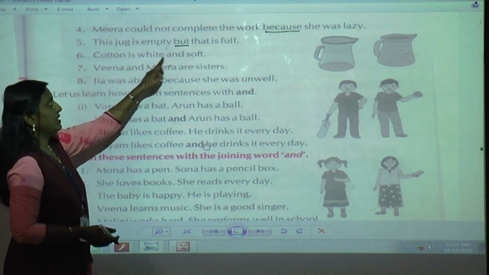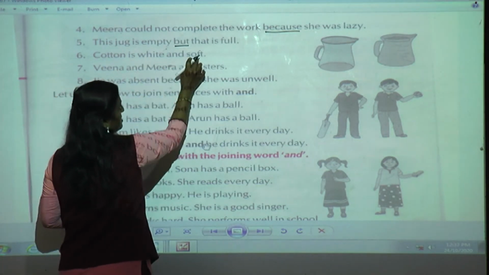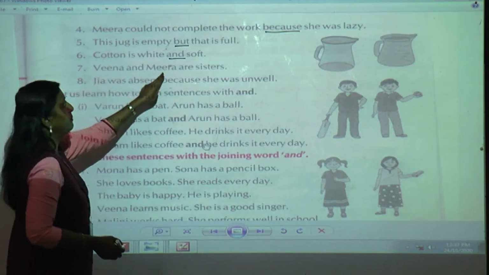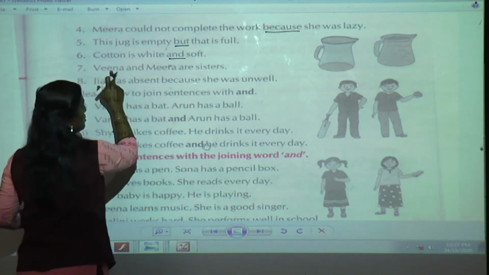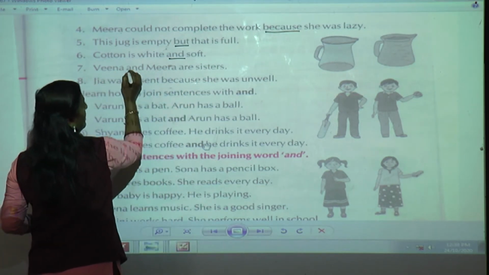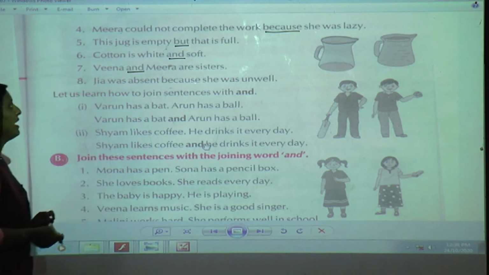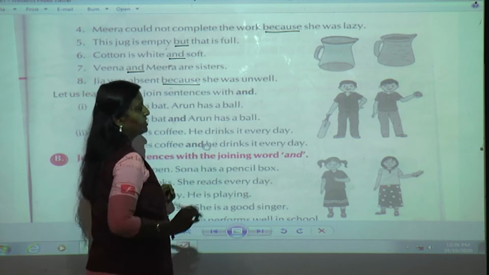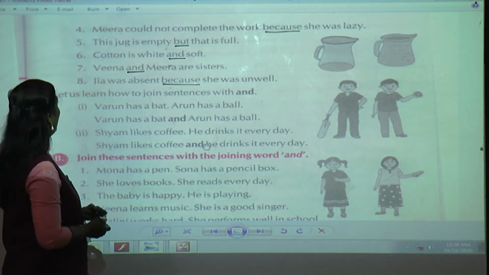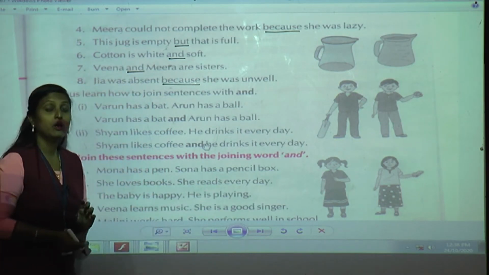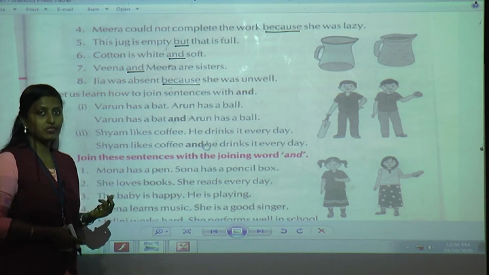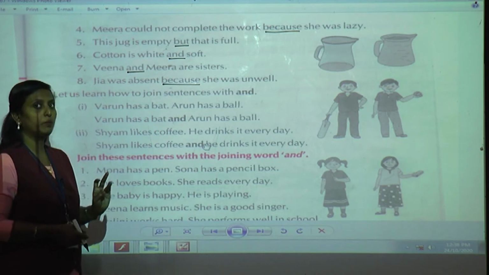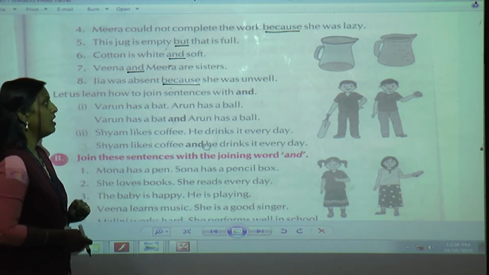Cotton is white and soft. Two words. Which word is joining? And. Veena and Meera are sisters. So which word is joining Veena and Meera? Yes, and. Jia was absent because she was unwell. And I hope that you have understood what a conjunction is and which words are conjunctions. Can you repeat, students, again with me? And, but, because and or.